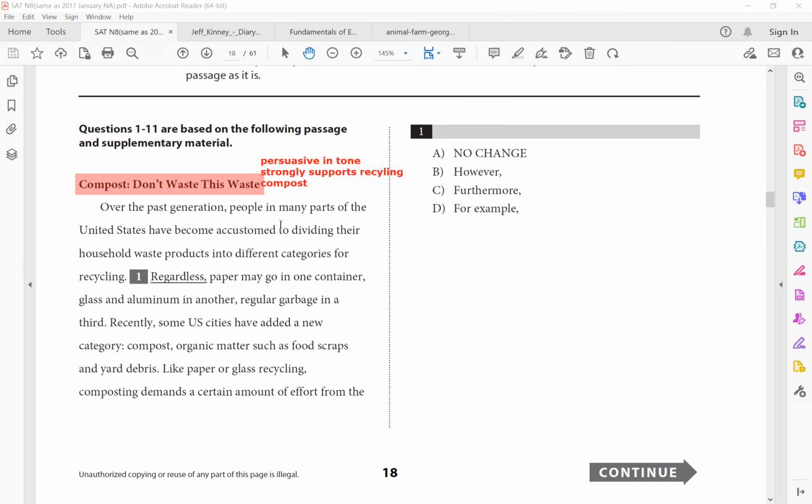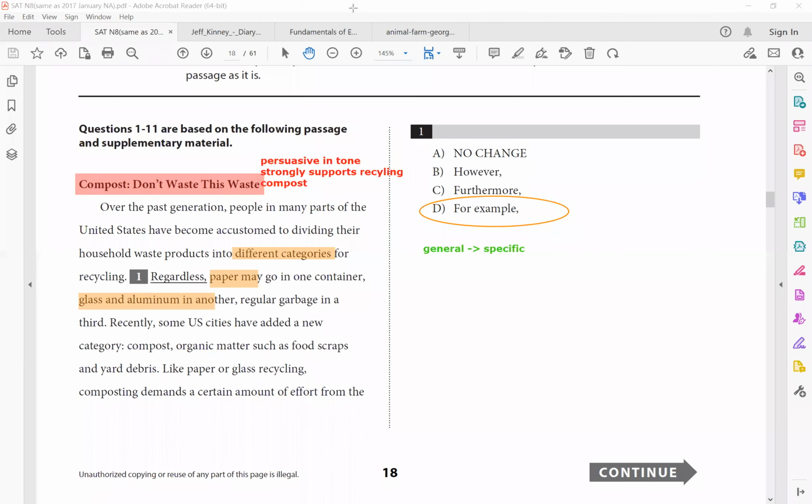Over the past generation, people in many parts of the United States have become accustomed to dividing their household waste products into different categories of recycling. Paper may go into containers. So right away, do you see different categories? You should use a different color, different categories, and then you see paper, glass, and aluminum. We're going from general to specific. So for a transition word that indicates general to specific, a change in scope would be, for example, recently some US cities have added a new category, compost.